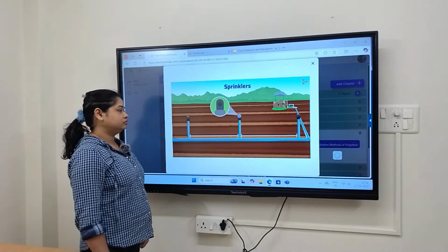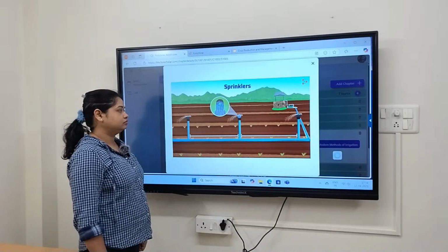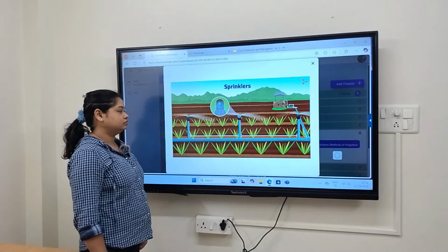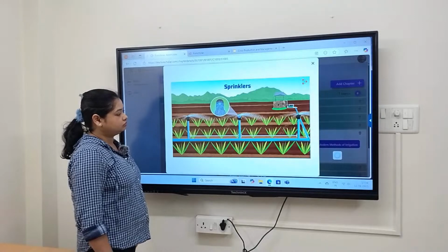What do the nozzles do? The nozzles then sprinkle the water on the crops. This saves a lot of water as well as human labor. So yes, this process is quite efficient.